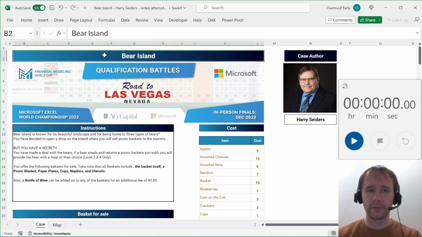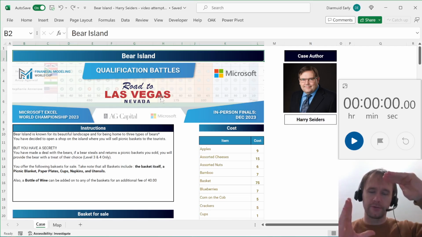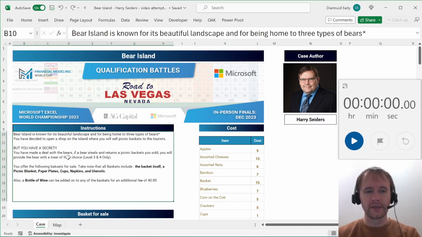So this case is called Bear Island. It's by Harry Seiders. Harry is a case writing genius. As you'll see, one of the things I really like about Harry's cases is that the instructions are super simple and super clear. This isn't a slight against anybody else who writes cases, but some cases are by their nature very complicated, and there's this very intimidating wall of text. And here there's a few sentences.